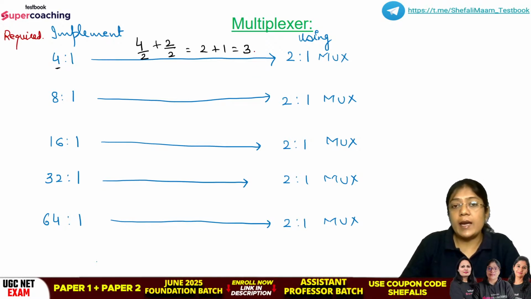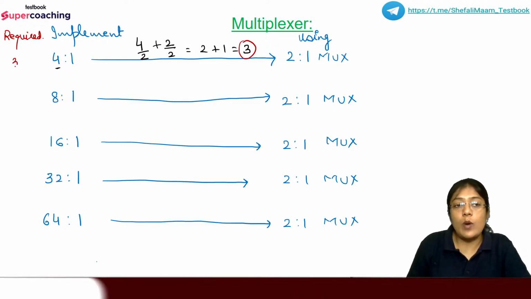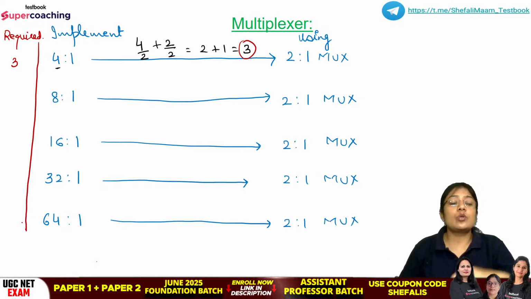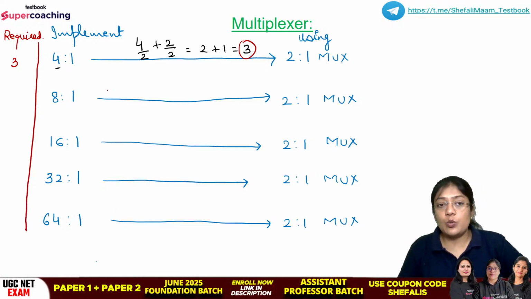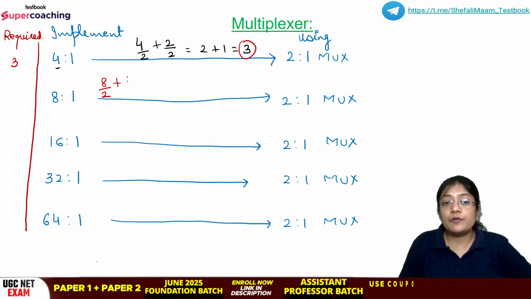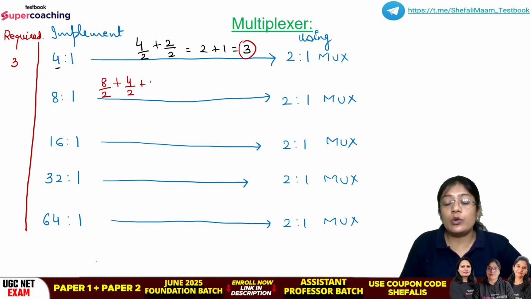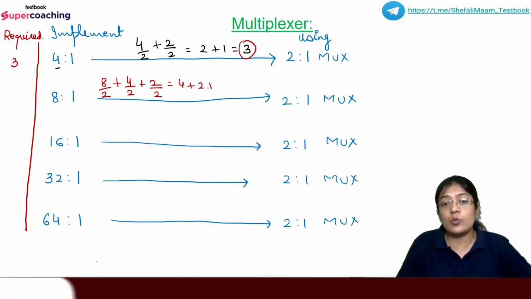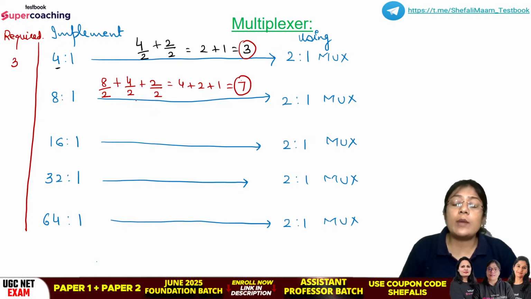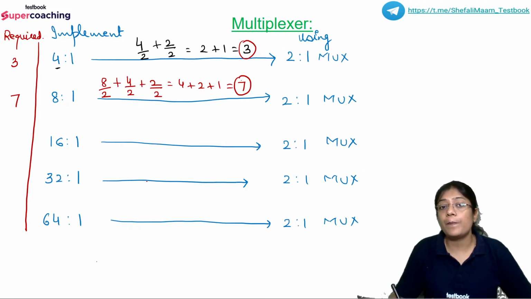We have identified in this case 3 multiplexers are required. मैं यहाँ पे इसलिए लिख रही हूँ so that we can do the comparison. For 8:1 multiplexer, 8 input lines are there. Need to implement it with 2:1 multiplexer. 8 divided by 2 is 4. 4 divided by 2 is 2. 2 divided by 2 is 1. So we'll stop here. This is 4 plus 2 plus 1. That is 7. That means in order to implement 8:1 multiplexer using 2:1 multiplexer, 7 mux are required.